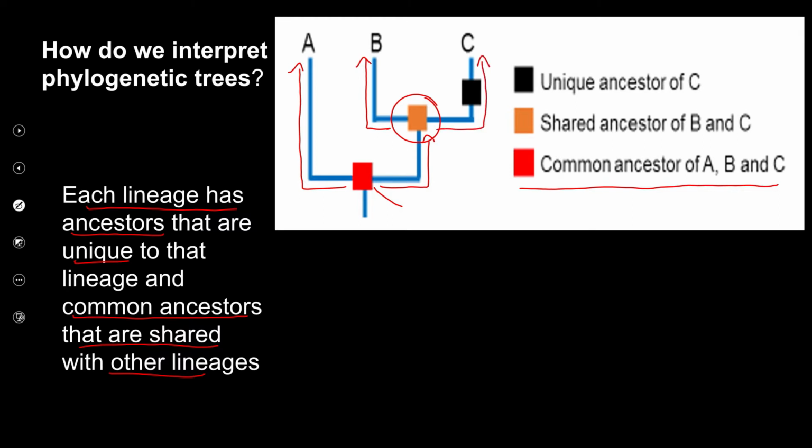So what is the common ancestor then of species C? It wouldn't be here. So this would be the common ancestor of all three, A, B, and C. This one is the common ancestor of B and C because it's on this line. It's no longer linked to species A. And then this one here would be the common ancestor only of C because this line is no longer linked to species B. Okay.